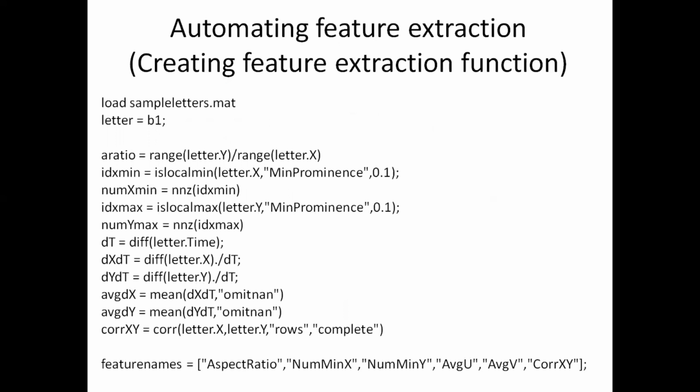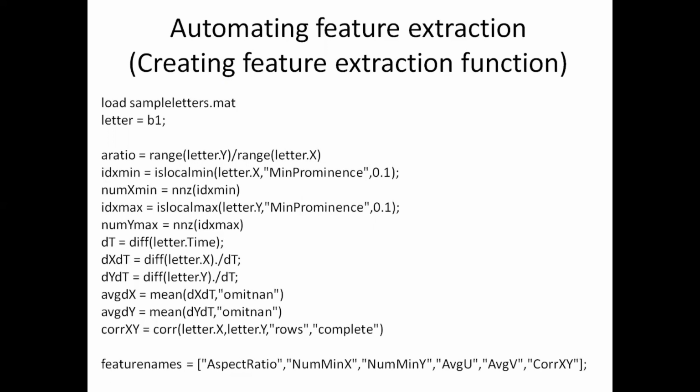So first we will see how to write a function for feature extraction. Before that, we will consolidate the feature extraction functions that we have been seeing in this video, so that we will be able to include them as a function. The features that we are extracting are the aspect ratio, then the local minima peaks with prominence value greater than 0.1.